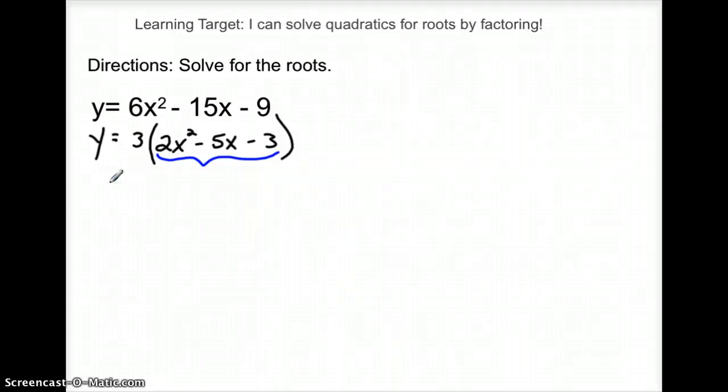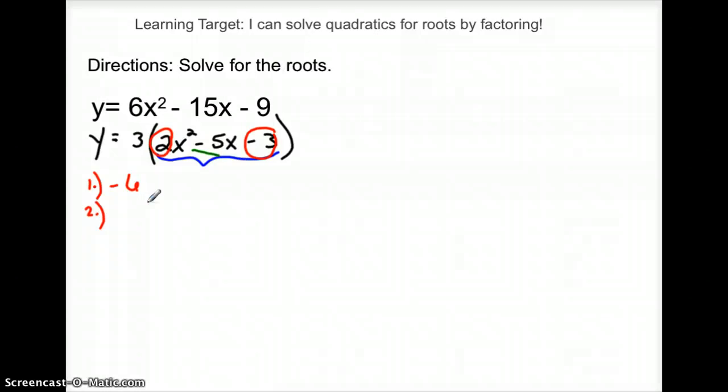In previous videos, we talked about how to factor this. So the first step is to do the first times the last, and I get -6. And then the second step is to figure out what two numbers will multiply to -6 and add to that middle number, -5. So kind of like an X puzzle here. Multiplies to -6, adds to -5.